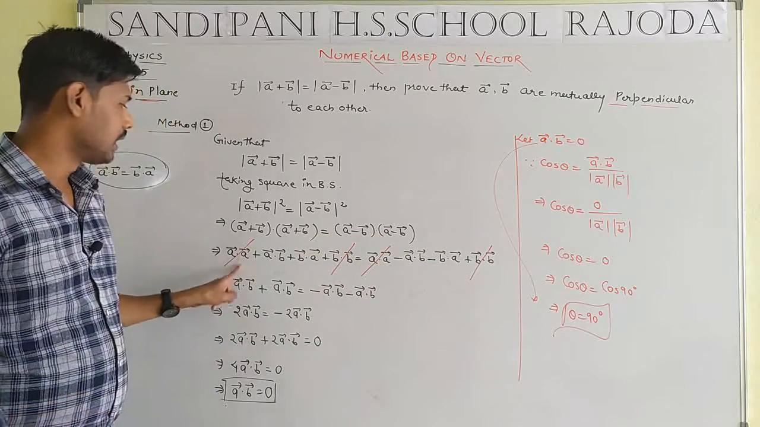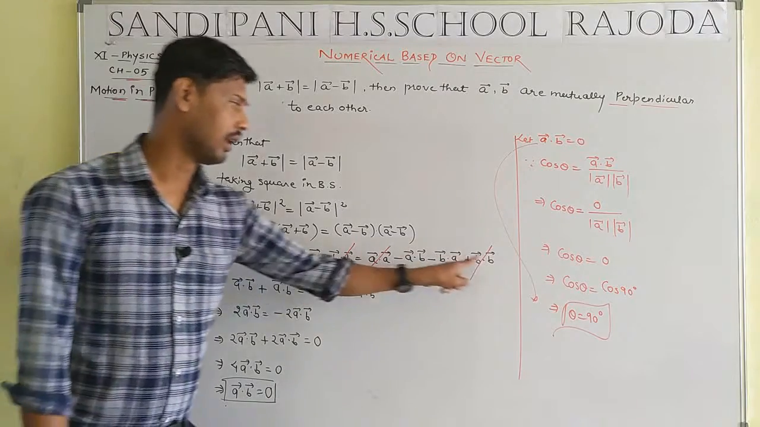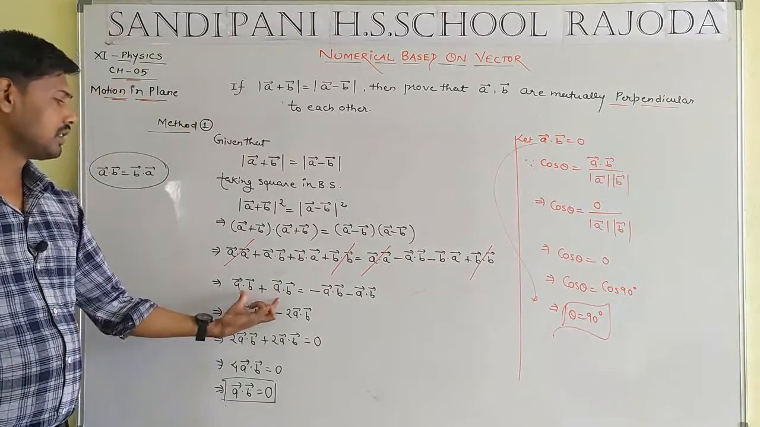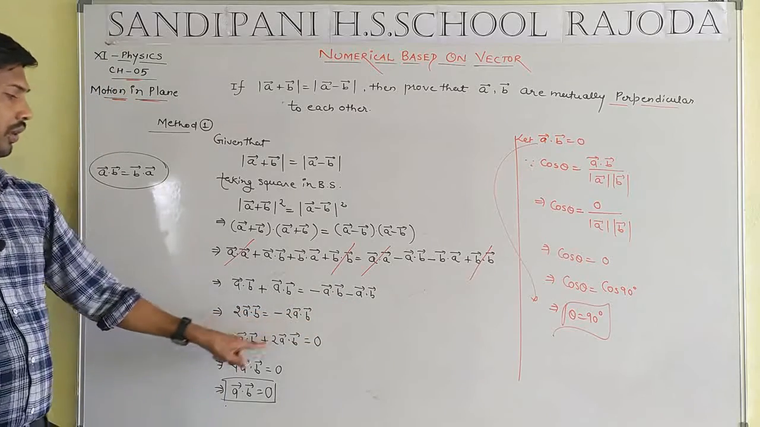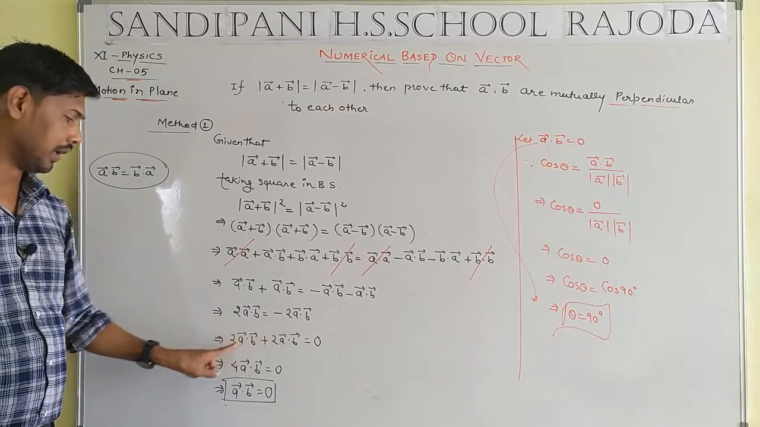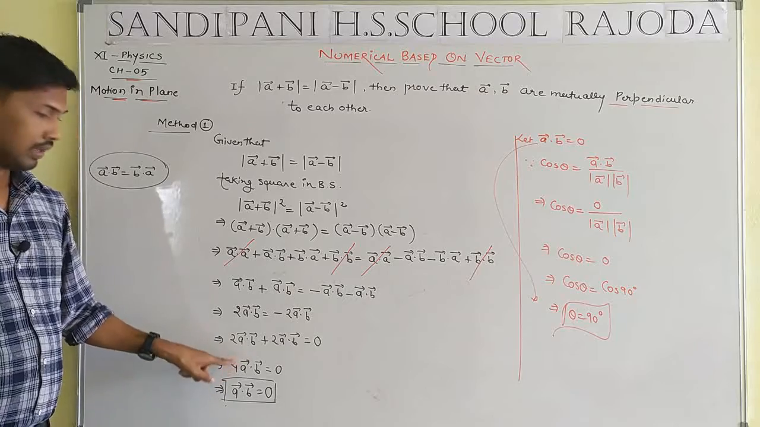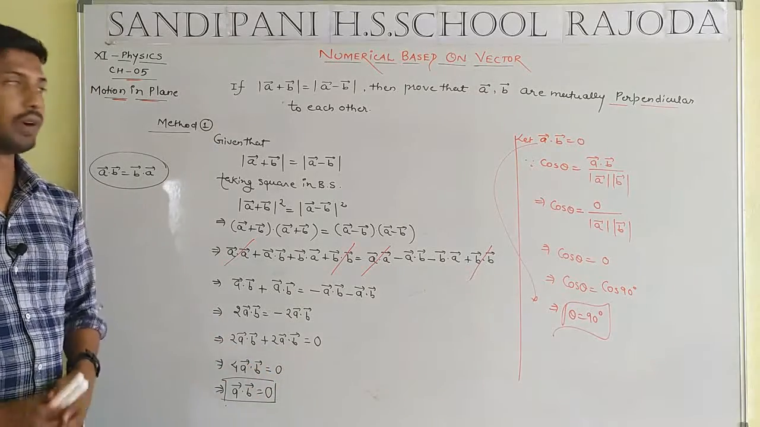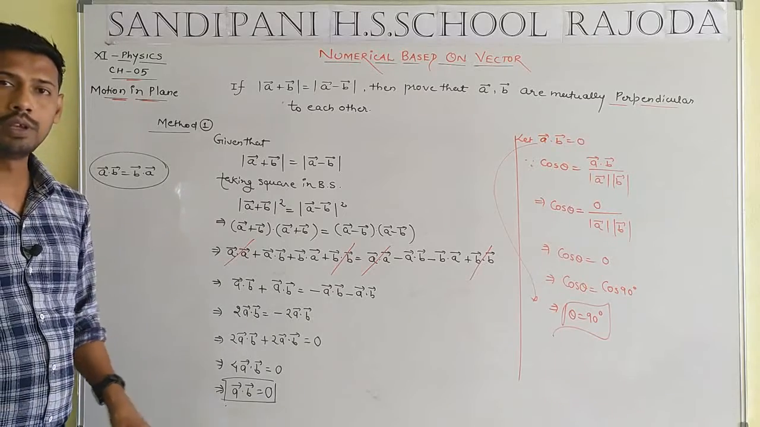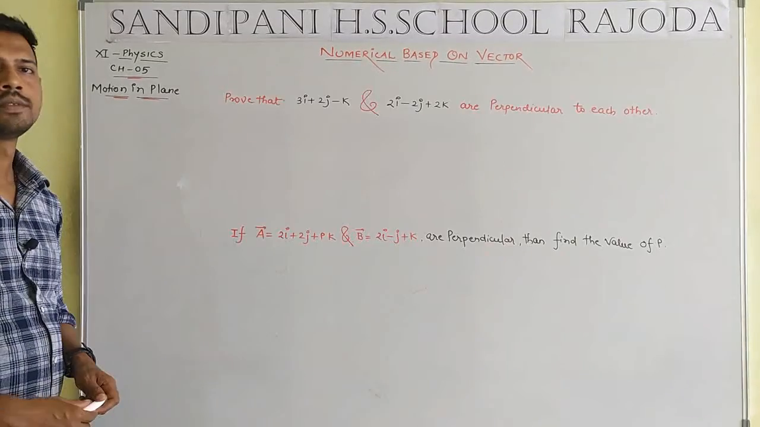Then we get cancellation, and again cancellation. This plus this will be equal to 2 times, and this plus this will be equal to 2 times negative, converted into the form of positive. Plus plus plus. This is a product, so we get 0 by 4 will be equal to 0. Finally, we get a dot b will be equal to 0.